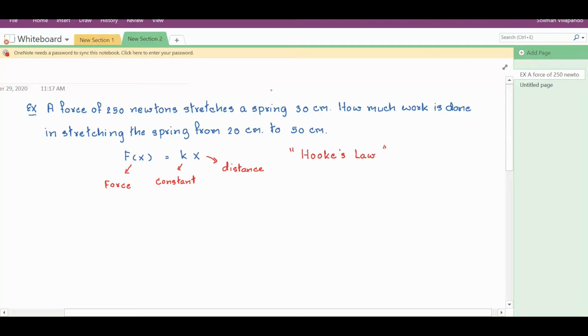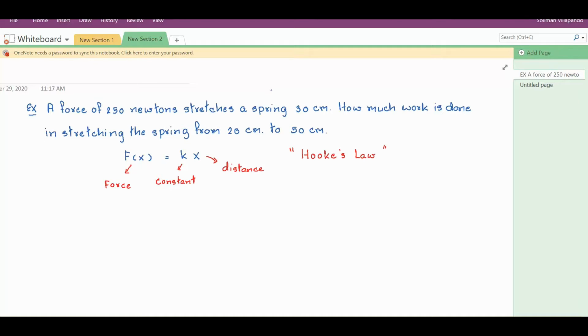A force of 250 newtons stretches a spring 30 centimeters. How much work is done in stretching the spring from 20 centimeters to 50 centimeters? From this example, we're going to use Hooke's law, which is the force required to compress or stretch a spring. Hooke's law states that the force is equal to k times x. k here is the constant and x is the distance.